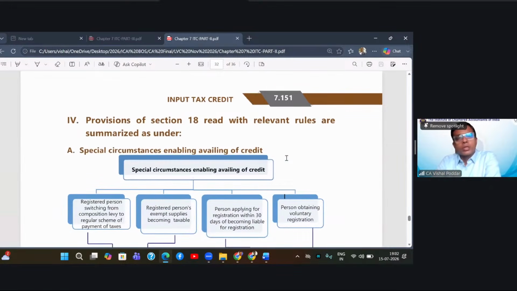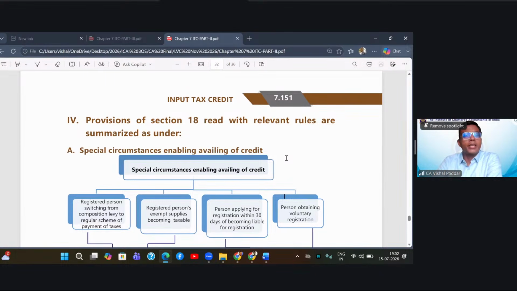Now, students, we come to the next part in the ITC chapter, that is section 18. Section 18, students, I believe is one of the most important sections. But since it is not very common, many times students ignore it or keep it as optional. Many times they may not be able to understand it at the first go. That is why also they keep it as optional. But let me assure you, today, even if you had till now not understood it or kept it optional, today you'll understand it.